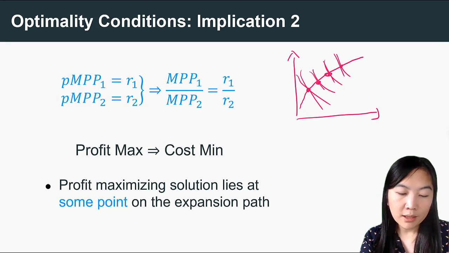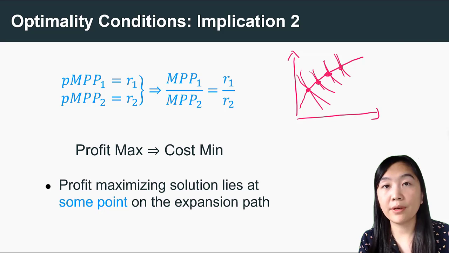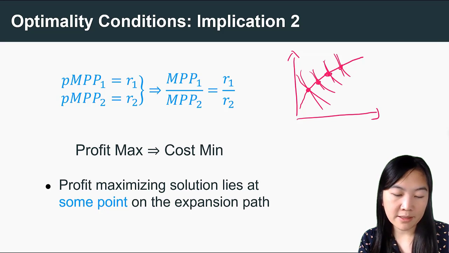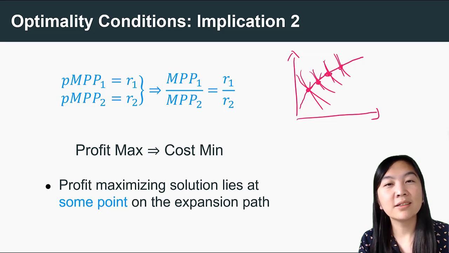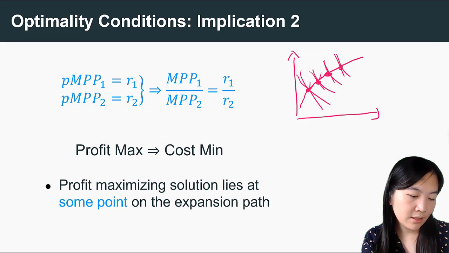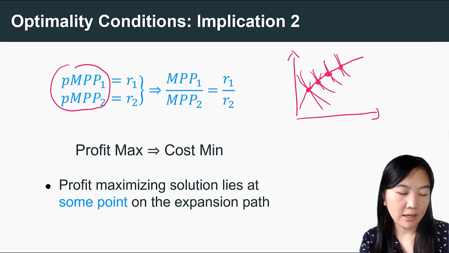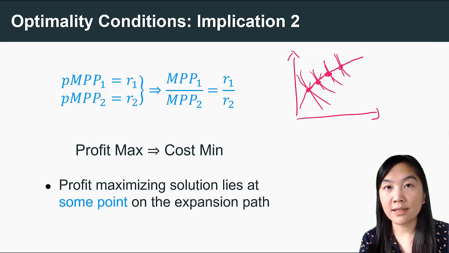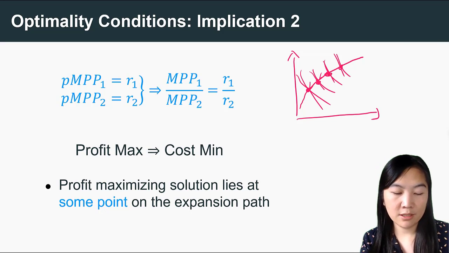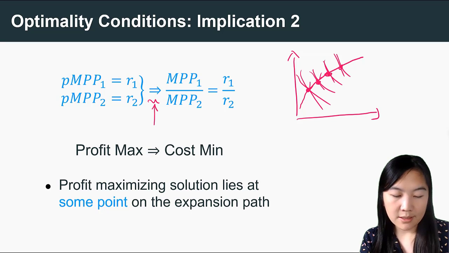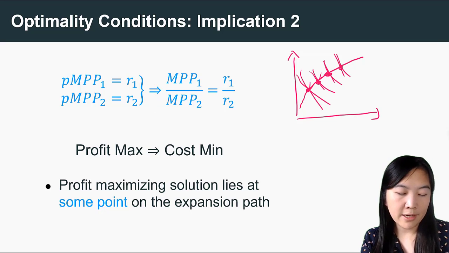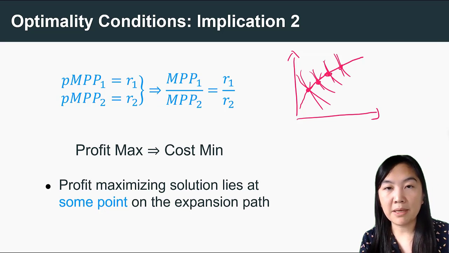So this condition means that there are a lot of cost minimization points, and profit maximization could happen at some point. We don't know where. And we need to use the information here. However, what I want to emphasize is that profit maximization implies, mathematically, cost minimization. However, cost minimization doesn't imply profit maximization.